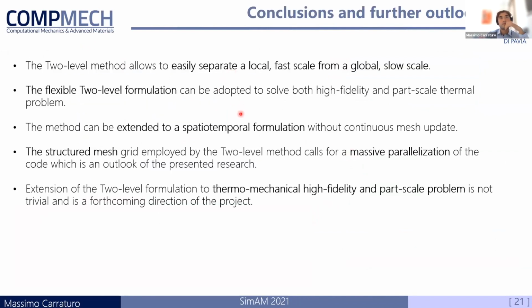The two-level method that I have described allows an easy separation between a local fast scale and a global slow scale. The flexibility of this formulation also allows us to adopt different physical models in the local and the global scale. And it can be easily extended to a spatiotemporal formulation, which does not require a continuous update of the mesh, since this is automatically handled by the two-level formulation. Moreover, the structured grid of the two-level method calls for massive parallelization.